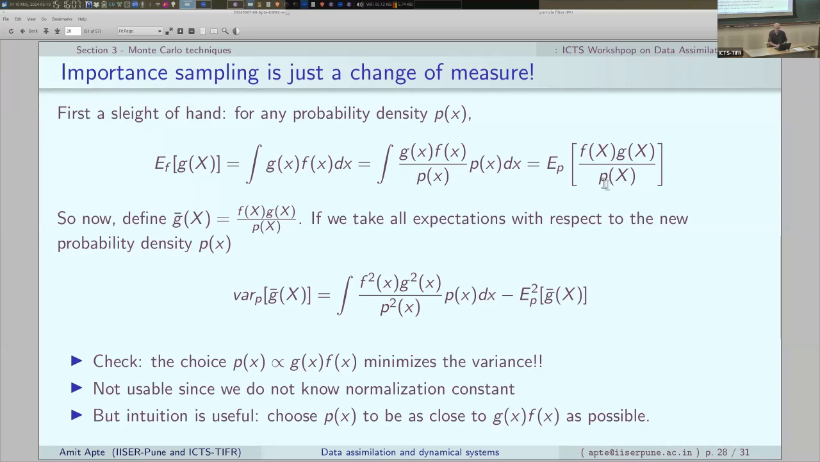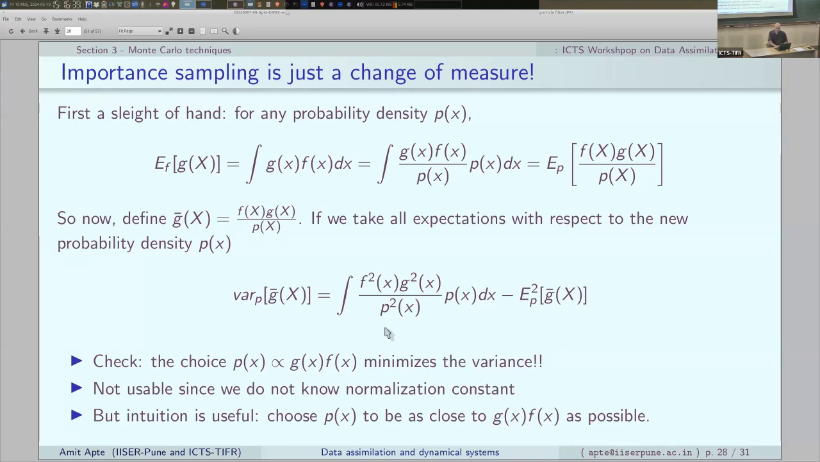And this new density, the p of x, is what is called, unfortunately it's not on the slides, a proposal or an importance sampling density. So the ratio of f by p multiplied by g, the original function, is now the quantity of interest whose expected value we want to evaluate. Of course, when we want to evaluate an expected value, we would like to understand what the variance is, that is, what is the error in some sense.